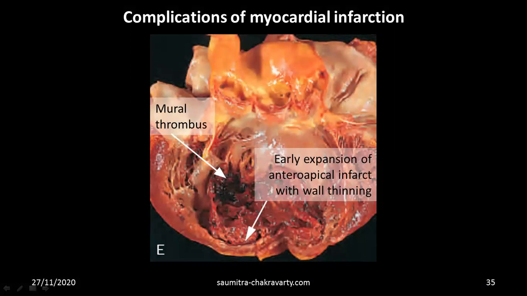Now, this is a mural thrombus. Can anyone tell me what a mural thrombus is? Okay, in a word, it's actually stuck with the wall, I mean, the luminal wall of the cardiac chamber. That is mural. Mural means wall.